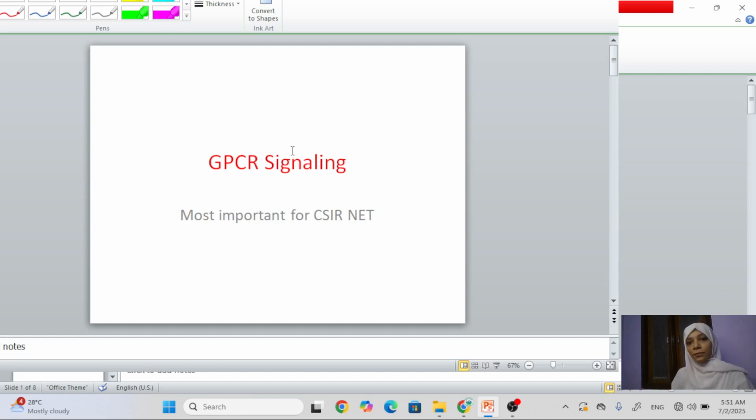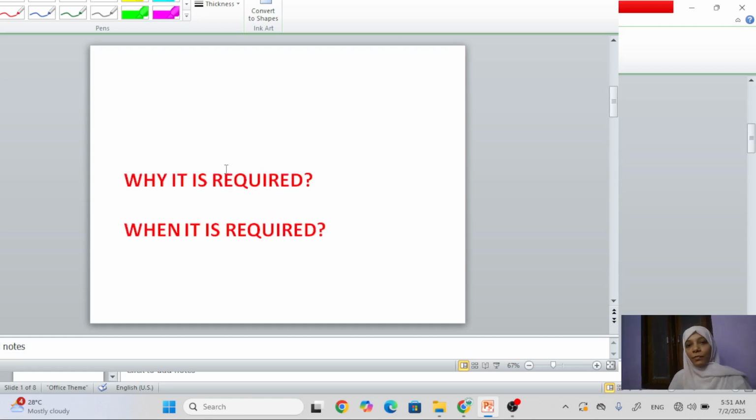Okay, let's start. GPCR signaling. What is GPCR signaling and why is it important? CSIR asked questions on GPCR signaling and RTK signaling, so for CSIR purposes it is a very important topic. Why is it required? In this lecture we will learn why it is required and when it is required. If GPCR signaling is required, then what is the requirement of the body or cell, and when is it required?